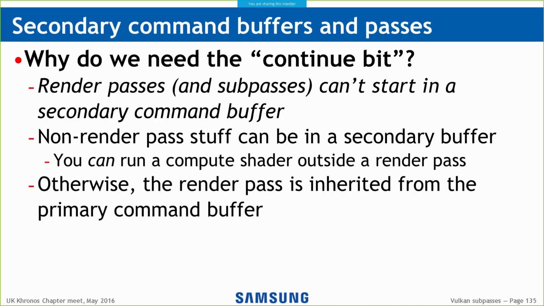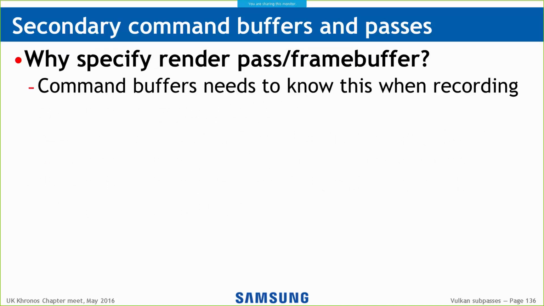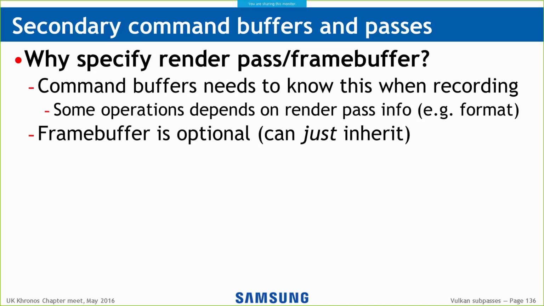But if you're doing graphics rendering, then the render pass that's used by the secondary command buffer comes out of the primary. We need to specify the render pass when you're generating the secondary command buffer, because the operations that are being performed by the GPU in the secondary command buffer will depend on things like format, so you need to set all that up. And as I said, the framebuffer is optional, so if you provide it, then a fast path might happen, but otherwise you have the option of having the secondary command buffer able to work with multiple framebuffers.